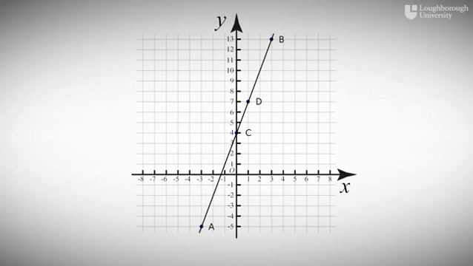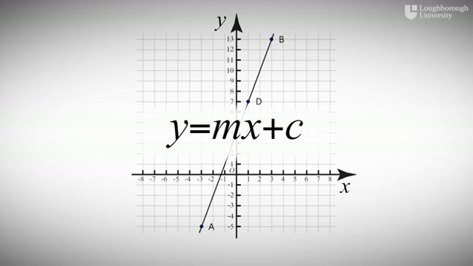Suppose an experiment has been performed and pairs of values x and y have been found and plotted. Suppose the graph looks like this one shown here. Let us see how we can calculate the equation of the line. Because the line is straight, it will have an equation of the form y equals mx plus c.